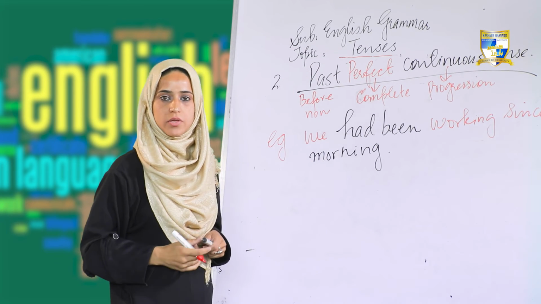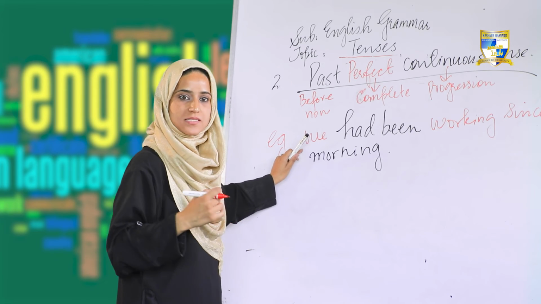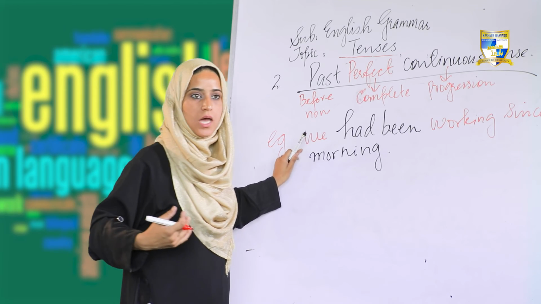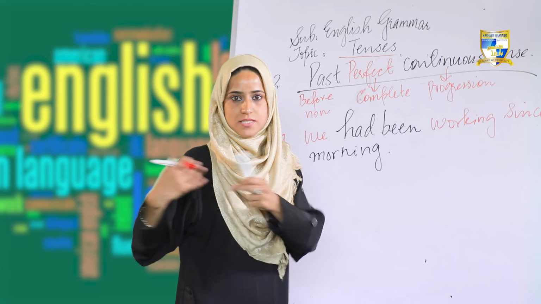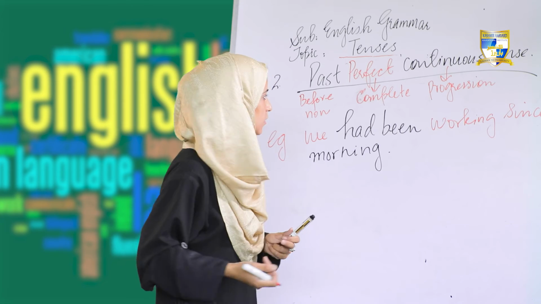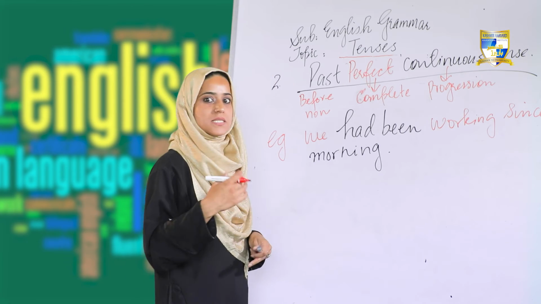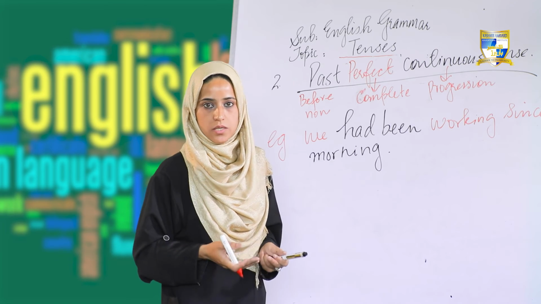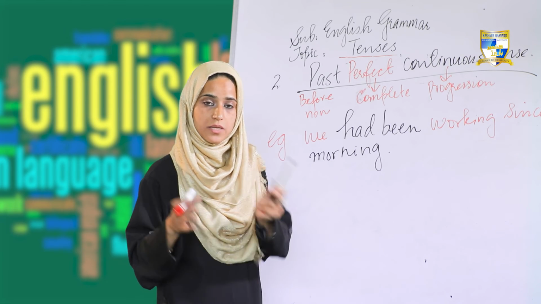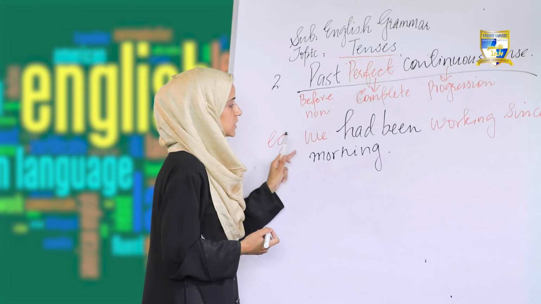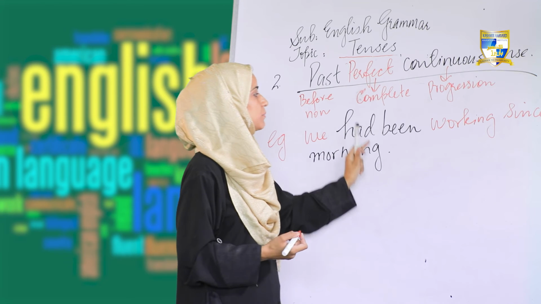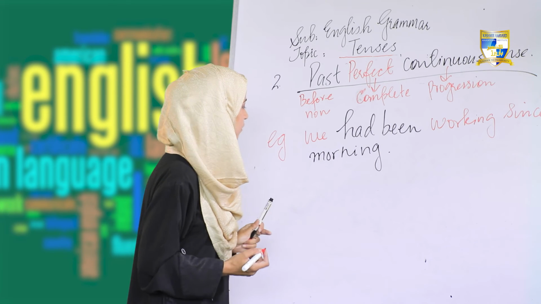Here we are talking about an action that had started in the past. You started working in the morning of, let's say, yesterday or last week, and till evening you were still working. Your work was not done. Only half of the work was done and half was still in progression. So we say: we had been working since morning.